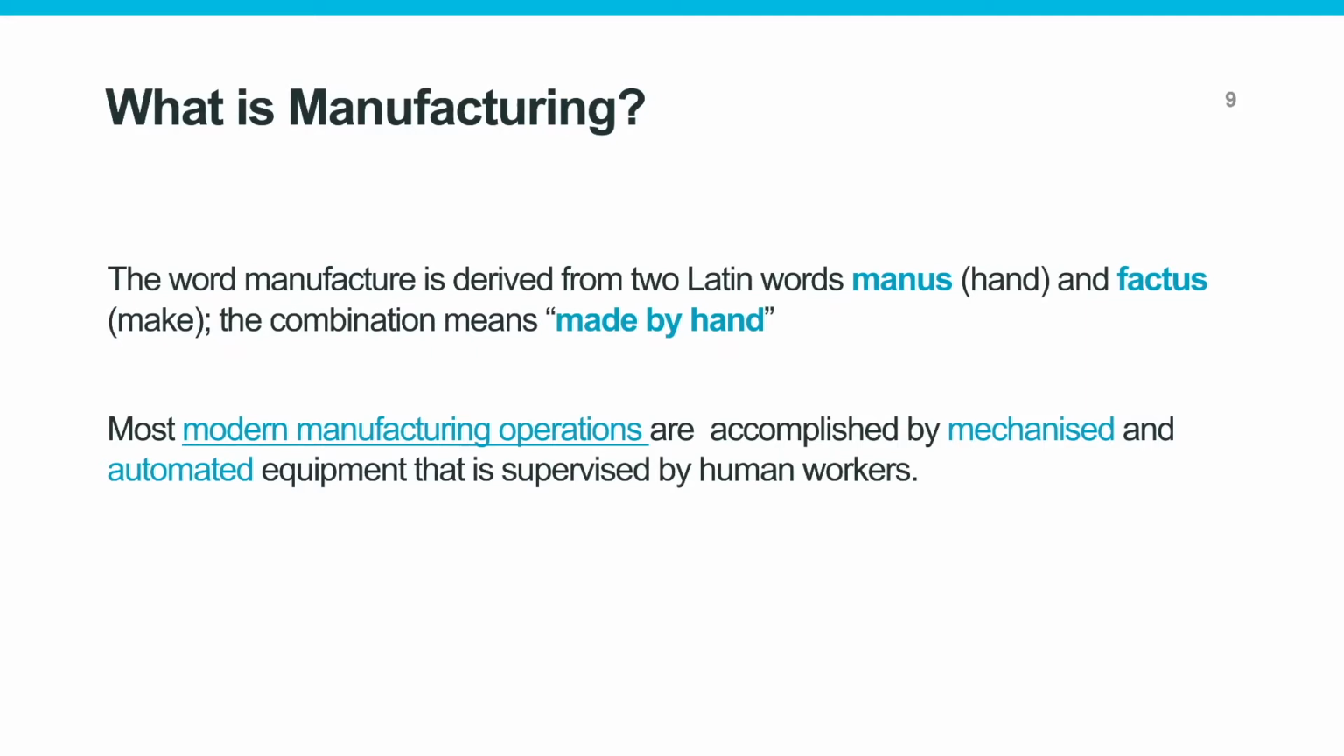But let's go back to define manufacturing again. The word manufacture is derived from two Latin words, manus, which means hand, and factus, which means make. Once we put them together, we have made by hand, and this is what we are discussing. Most modern manufacturing operations are accomplished by mechanized and automated equipment that is supervised by human workers.